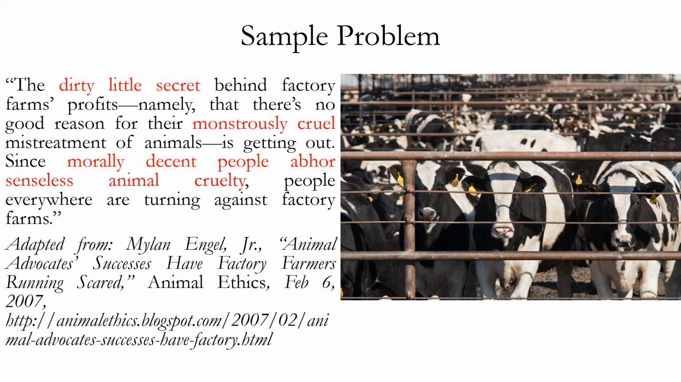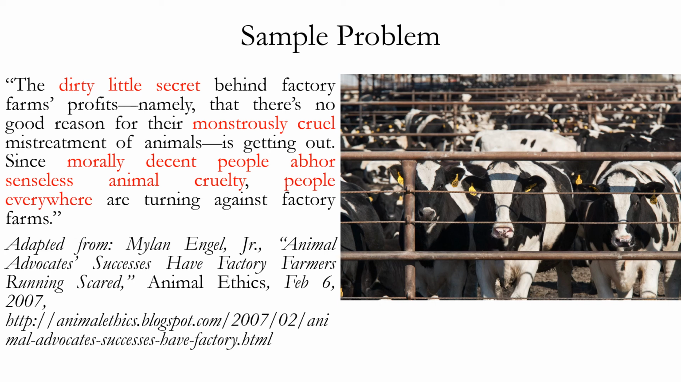And then look at the phrase senseless animal cruelty. Once again, factory farming does involve a lot of treatment of animals that many people would consider cruel, but the argument does not give any examples. And it's implying that this cruel treatment is senseless without saying why or giving additional information. So it counts as loaded language. And are there any other instances of loaded language in this argument? Look at the phrase people everywhere.